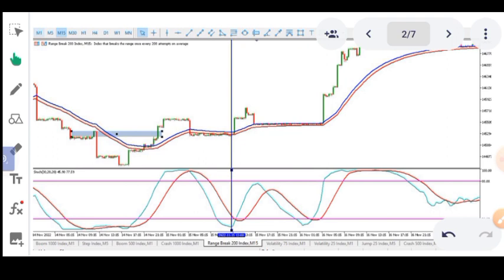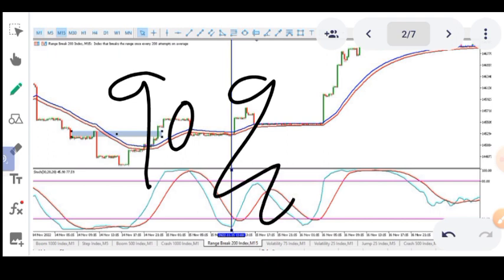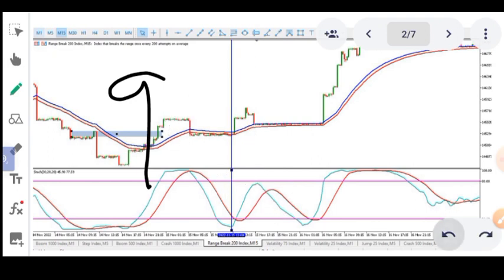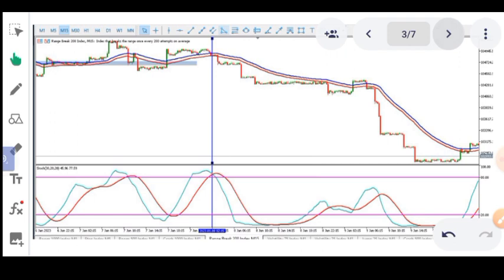Now, this strategy, guys, is so powerful. If you can follow this rule faithfully, I assure you guys, you are going to increase your win rate by 90%. Okay, you're going to increase your win rate by 90% if you can follow this rule faithfully. Right. Okay, so let me now show you guys how to find a sell entry.